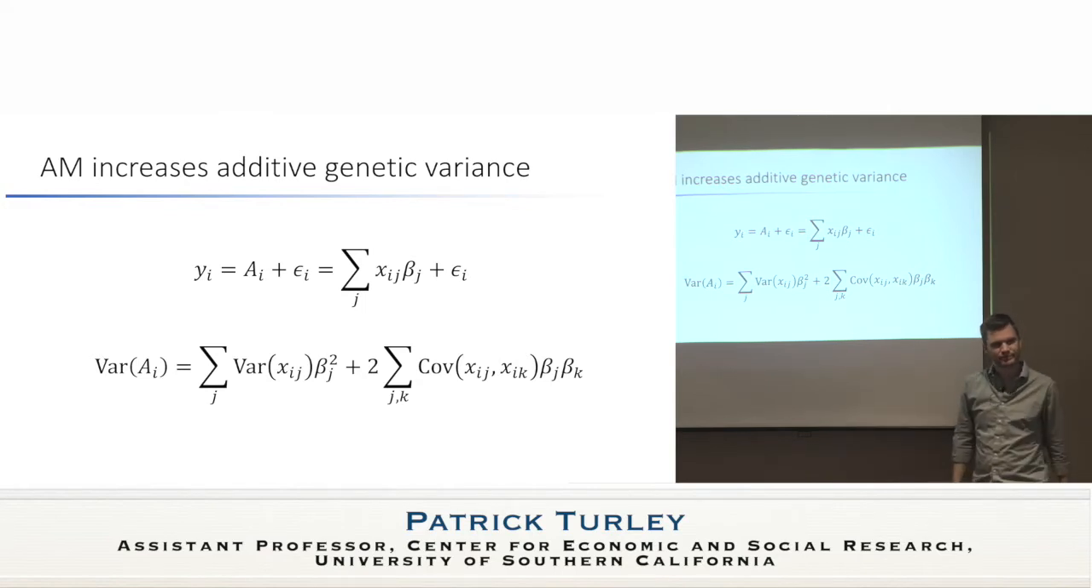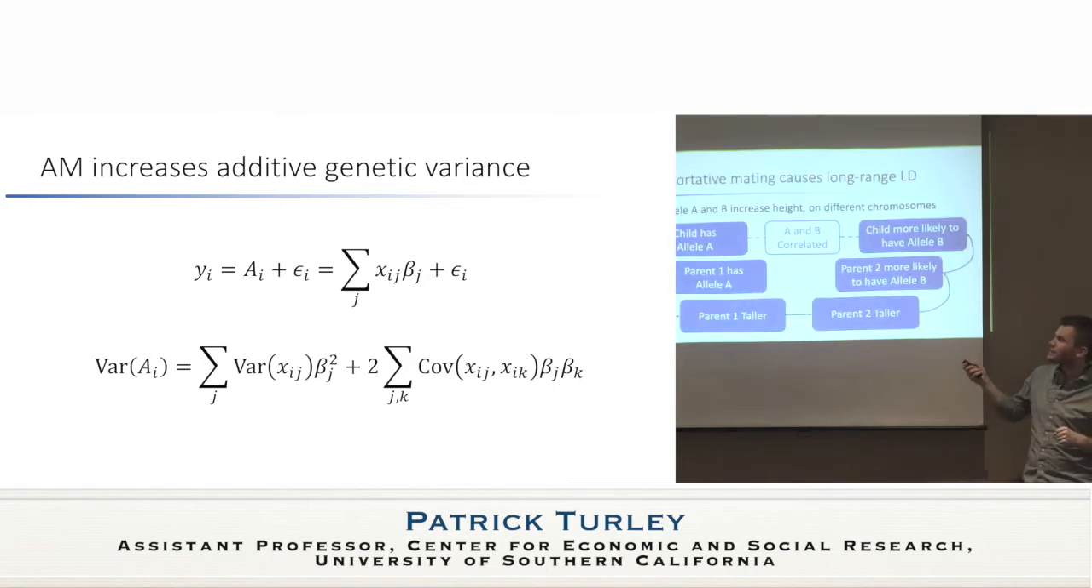Yes? So what happens, I'm just curious, if disassortative mating happens where taller people marry shorter? Yeah, that's a good question. The question's about what would happen if there's disassortative mating, meaning that spouses have negatively correlated phenotypes. Everything is just the opposite, right? And so here, parent 1 would be taller, meaning parent 2 would be shorter, and so this correlation would become negative.